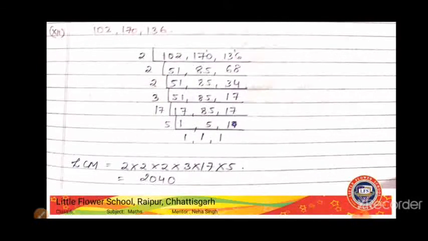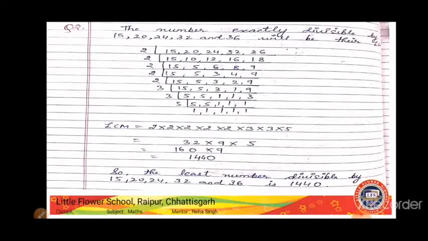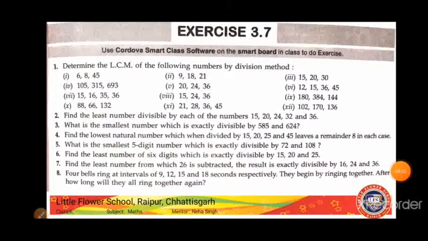So now the 12th question. This also you just need to find the LCM. Moving on to question number 2. Let us read what question number 2 is. Question number 2 is: find the least number divisible by each of the numbers. Here some numbers are given. You need to find the least number or the smallest number which will be divisible, right?